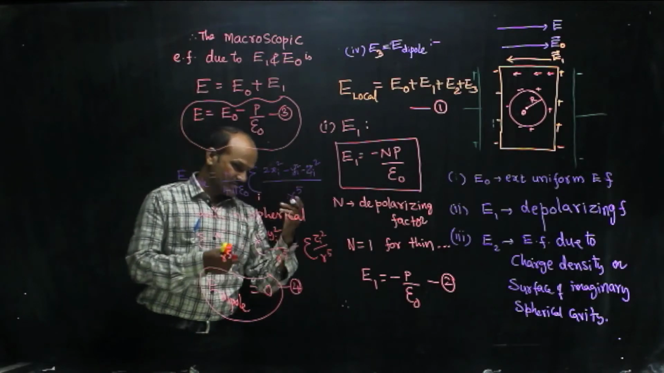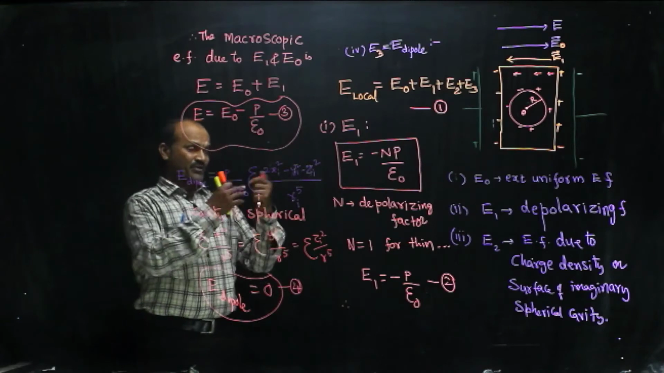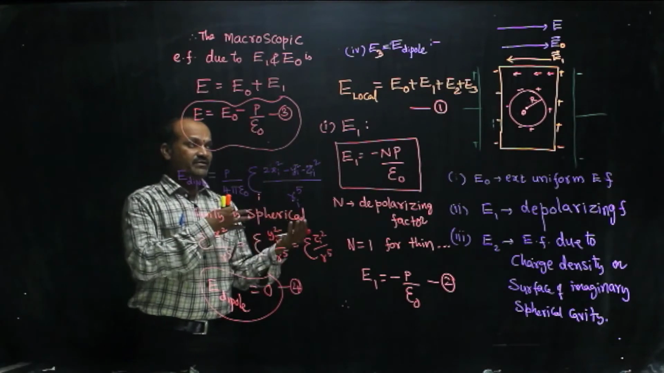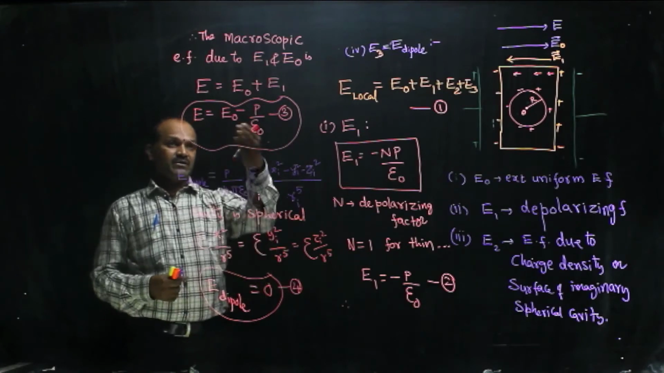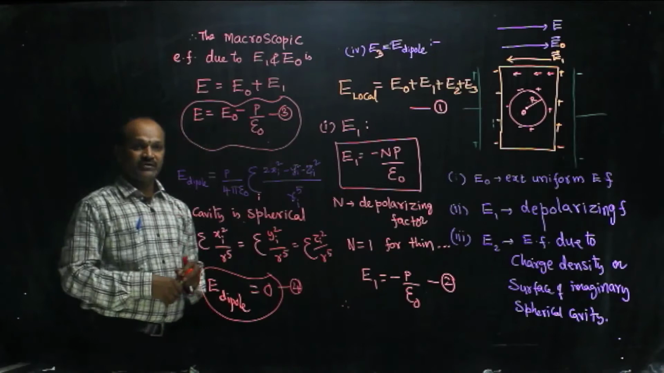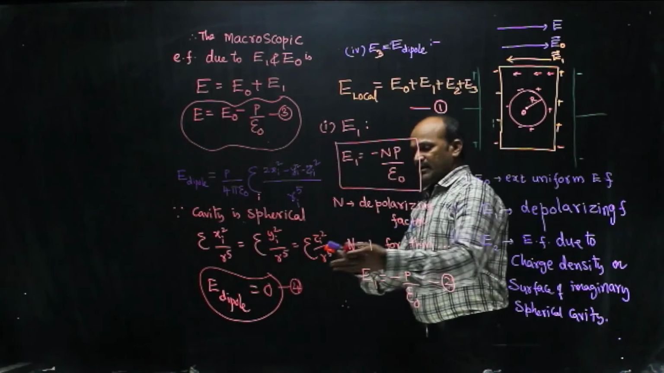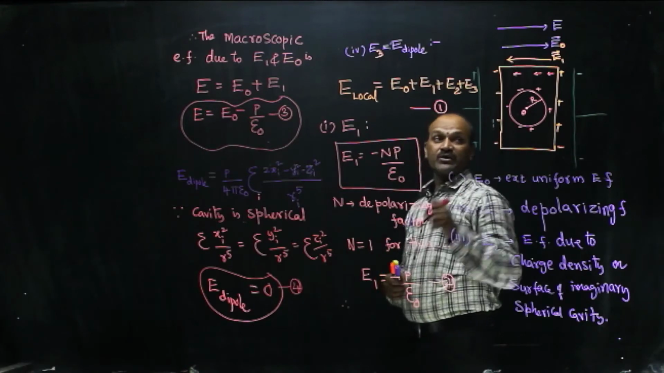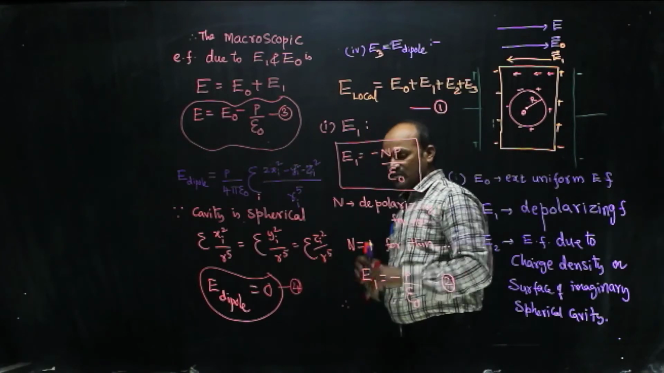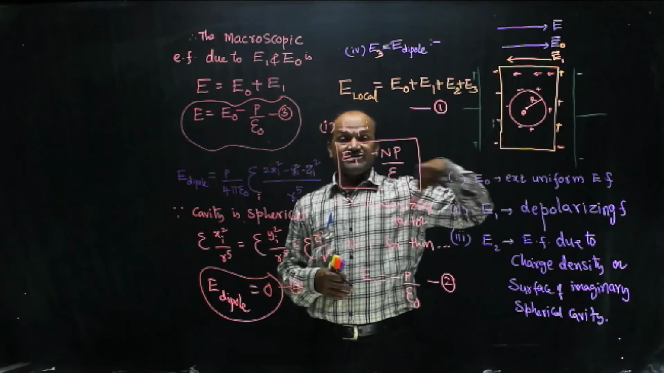So what happens due to E0 plus E1, that is, due to two fields: one is the applied field, one is the depolarizing field. What we get is E, that is the macroscopic field. And what is the dipole field at O due to dipoles present in the cavity? That is zero. The only thing remaining is the imaginary cavity.